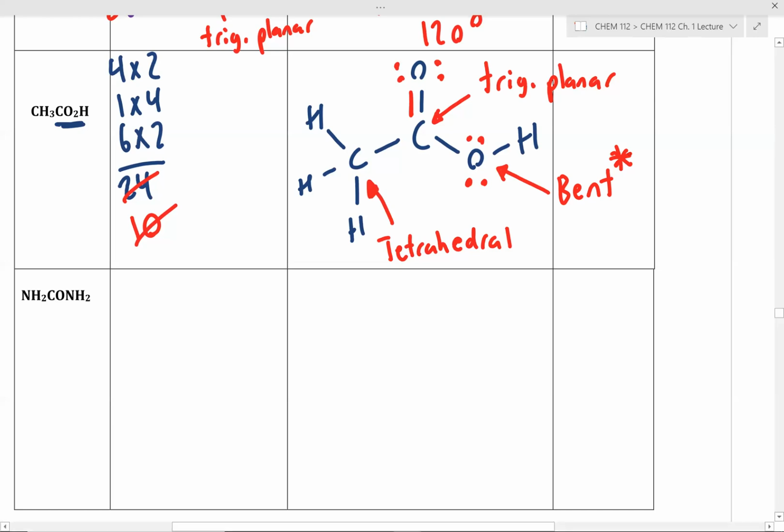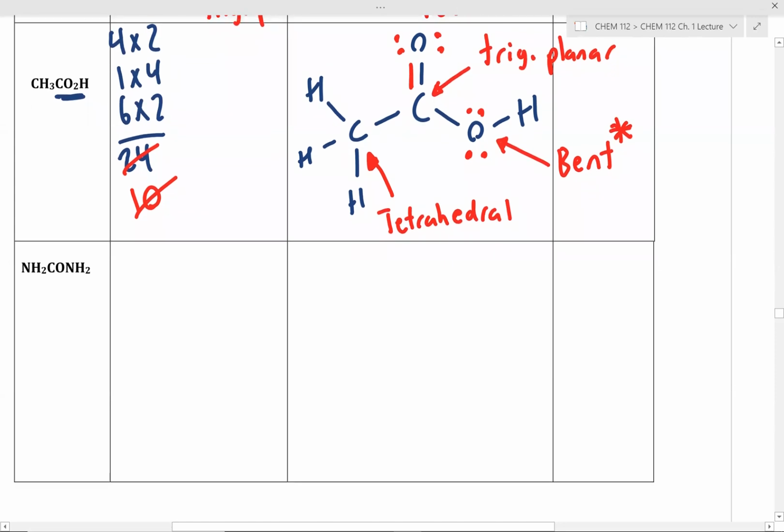Okay, let's look at one more example. This time I'm going to draw it using a functional group method. So we have NH2CONH2. I love these types of molecules because they're perfectly symmetrical. If we're counting electrons, nitrogen contributes 5. We have 2 of them. Hydrogen contributes 1 electron, and we have 4 of them. Carbon contributes 4, and oxygen contributes 6. If we add up our total, we end up with a total of 24 electrons to work with.